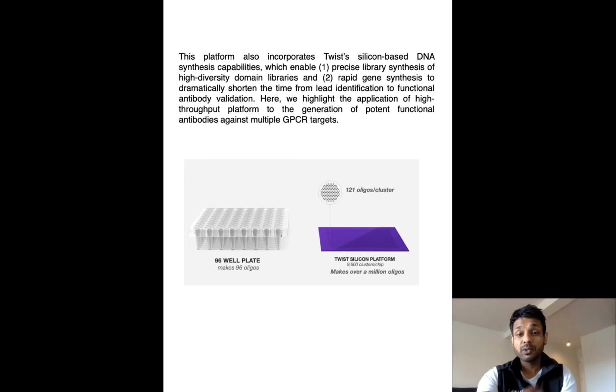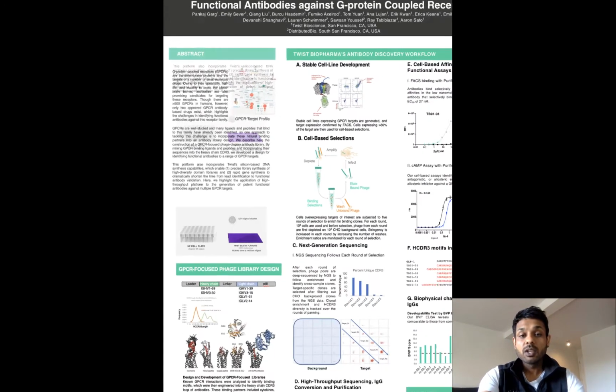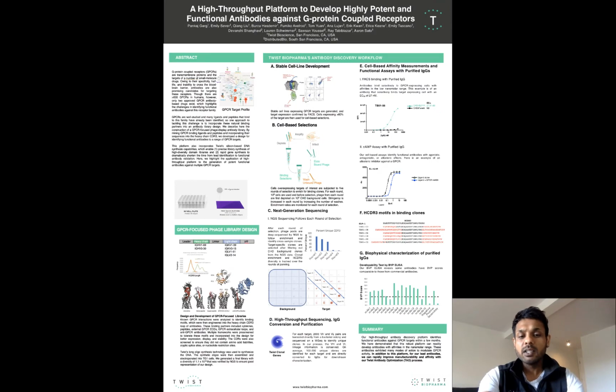Each of these oligos can be about 300 base pair in length. So we can use these oligos as building blocks for an antibody library. And as antibody engineers, we can really benefit from this technology because it gives us the unique capability to incorporate a vast user-defined diversity in the CDRs. So now let's dig deep into our GPCR-focused library design.